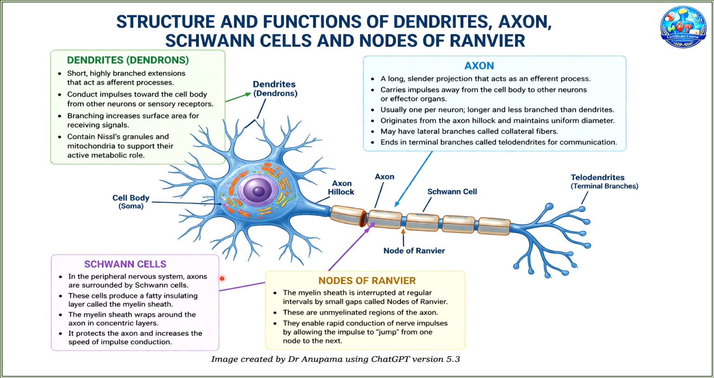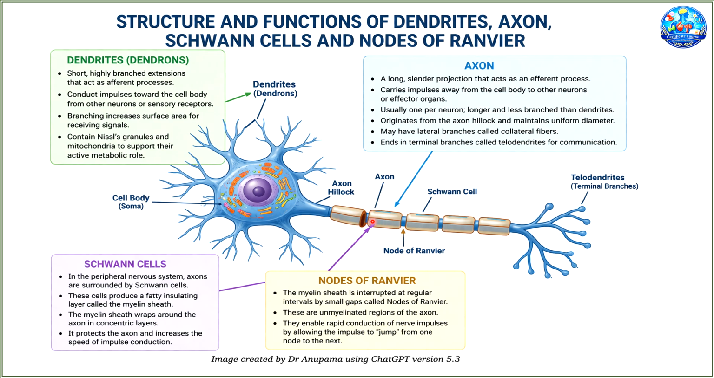Then we have the Schwann cells. In the peripheral nervous system, the axons are surrounded by these cells. They produce a fatty insulation layer which we call the myelin sheath. The myelin sheath wraps around the axon in concentric layers. It protects the axon, and because of this myelin sheath produced by the Schwann cells, the speed of nerve impulse conduction increases. Then we have the nodes of Ranvier.